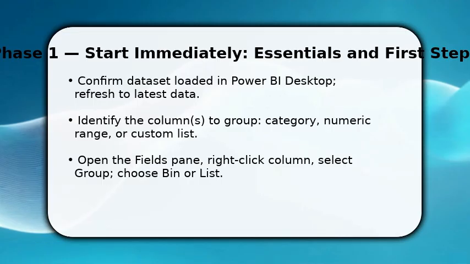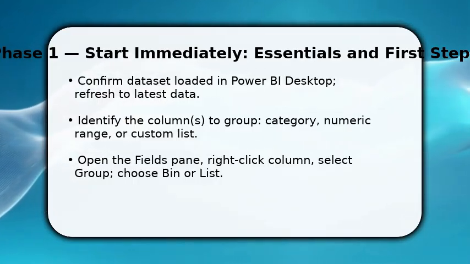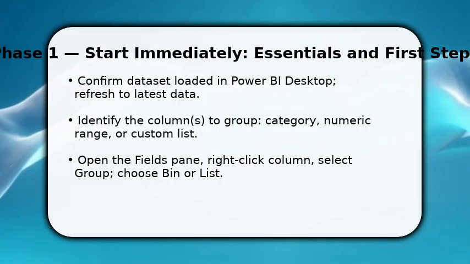Pick List for manual buckets or Bin for equal-width numeric groups. Once done, name the new group field so it's clear in visuals. This first step creates a reusable field, and you're ready to refine bucket logic next.